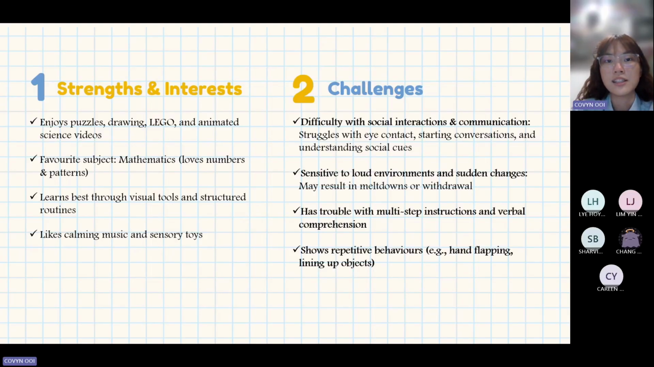Second is the challenges. Ethan faces 4 challenges, which is difficulties with social interactions and communication. He struggles with eye contact, starting conversations, and understanding social cues. He is also sensitive to loud environments and sudden changes. This may cause him to withdraw from the situation. Third, he has trouble with multi-step instructions and verbal comprehension. Last, he shows repetitive behavior such as hand flapping and lining up objects, which help him self-regulate.